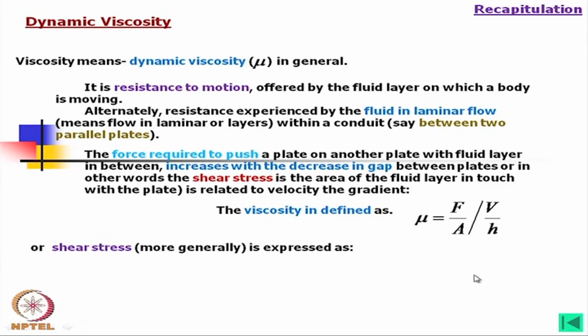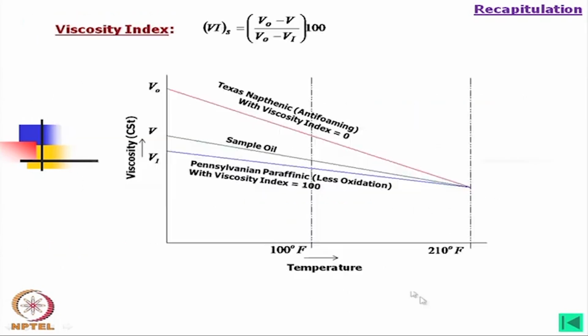Shear stress more generally is expressed as F by A equal to mu into du by dy. In the earlier lecture I have explained in more detail how the viscosity is expressed.